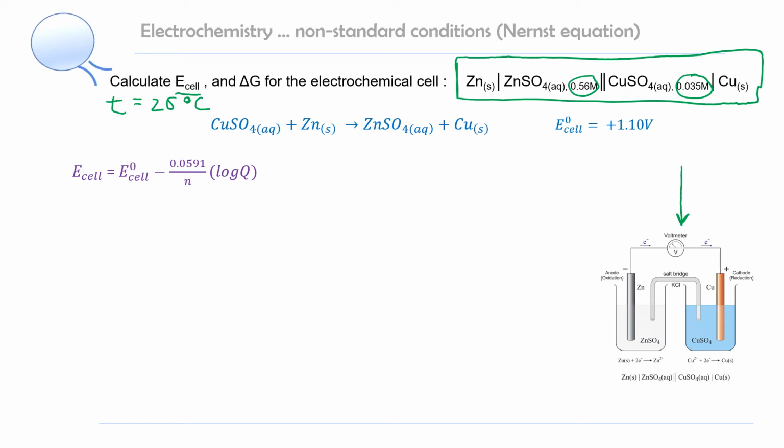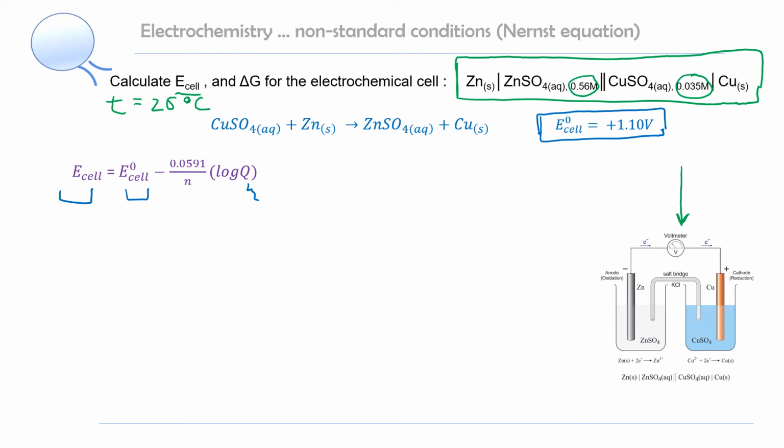All right, so if I'm going to use the Nernst equation, I want to calculate the cell potential under these conditions. I already know the cell potential under standard conditions. We've been looking at that value for some time. We know that's 1.10 volts. So the only thing I need now is this reaction quotient term.